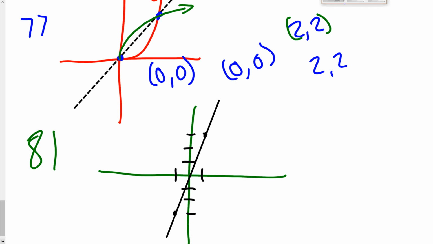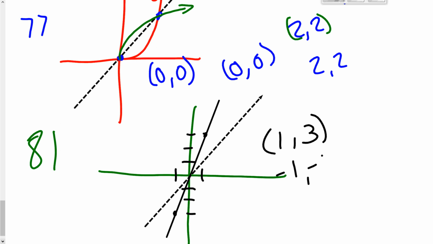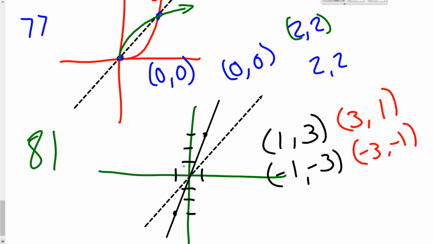Okay, so here's 81. They give you this line, and then they give you the line of y equals x, and they say, okay, draw the inverse. So this one's a little better than 77 because you actually are given some points that you can find: 1, 3. So you have a point 1, comma 3 of the original, and you have point -1, comma -3. So now you can actually literally switch the x's and y's for your inverse function. So 3, 1, and -3, -1. And now I can go ahead and graph those points, right? So 3, 1, -3, -1. And now I can go ahead and draw my line right through there. So there's the inverse function.